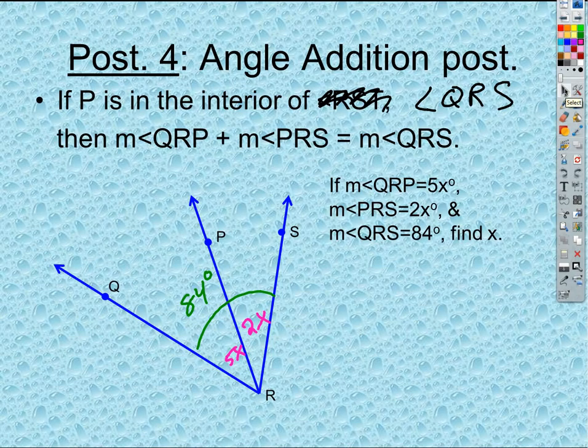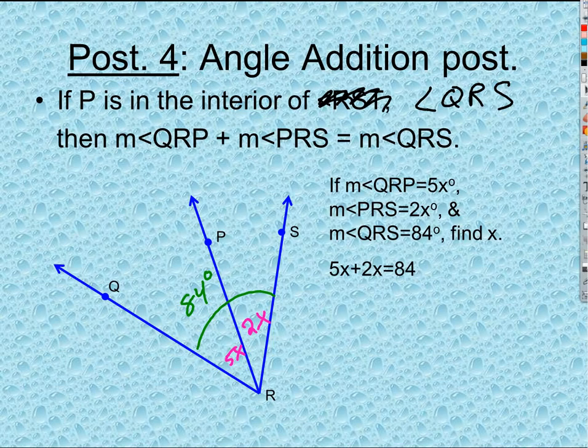Well, you got it. Okay, 5x plus 2x equals 84. So I can combine like terms and get 7x equals 84. Divide by 7, and what do I get?